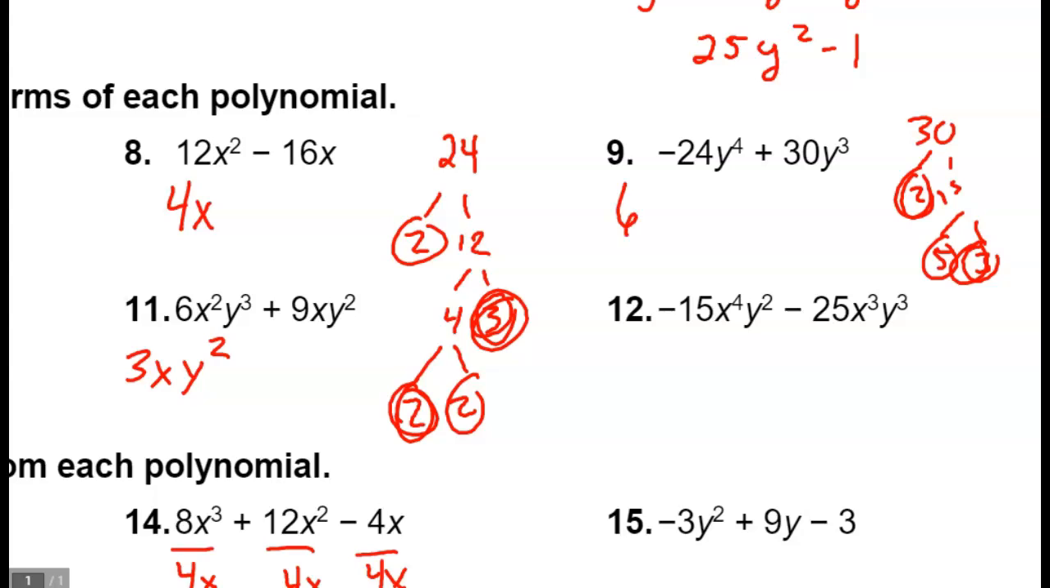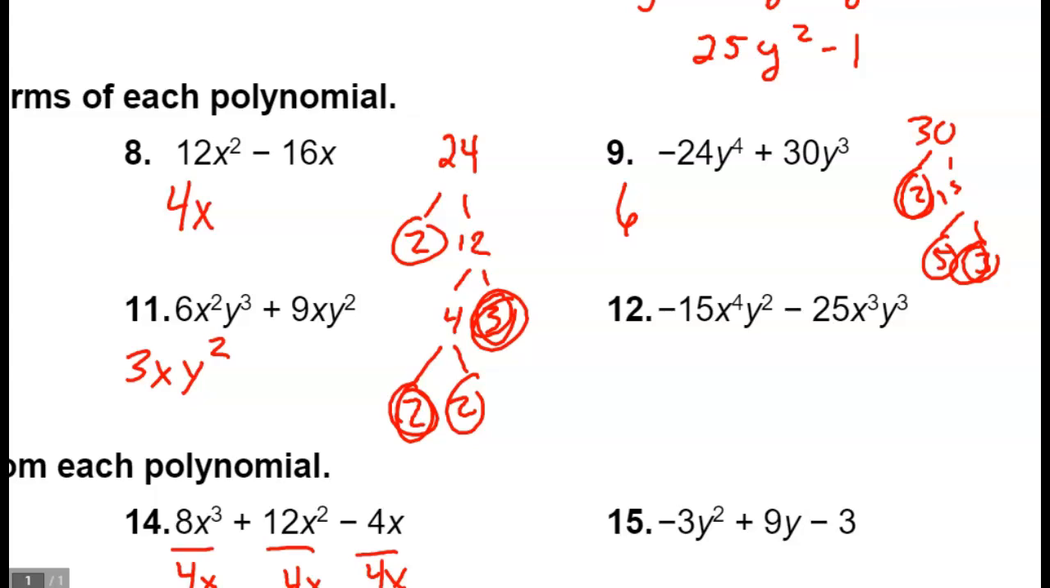Or you can just start with 24, which is what I always do. I start with a smaller number, and then I just start looking for factors of 24. So like 1 times 24, 2 times 12. 12 doesn't go into 30. 4 times 6.